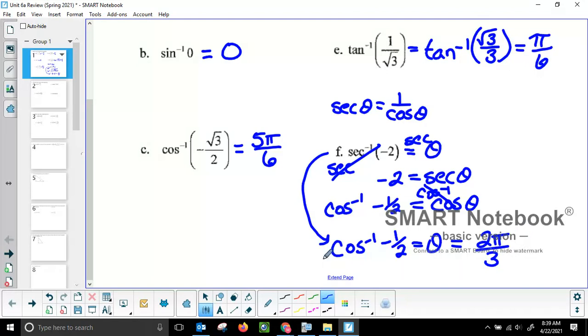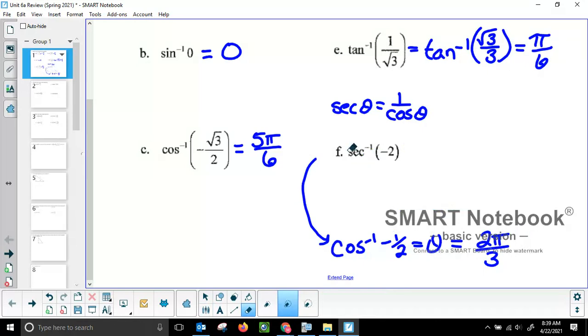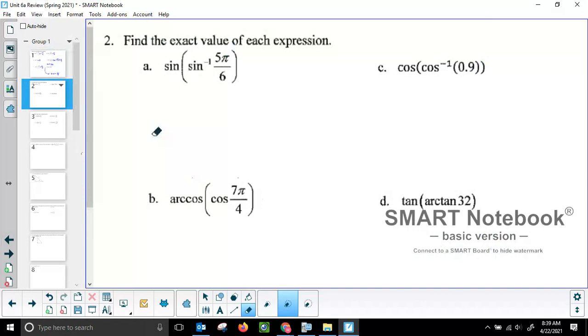Again, all of this you don't really need to show. I just wanted to show you why it works. You can really just jump straight from here to here. Any questions or concerns on number 1? Excellent. All right. Number 2.